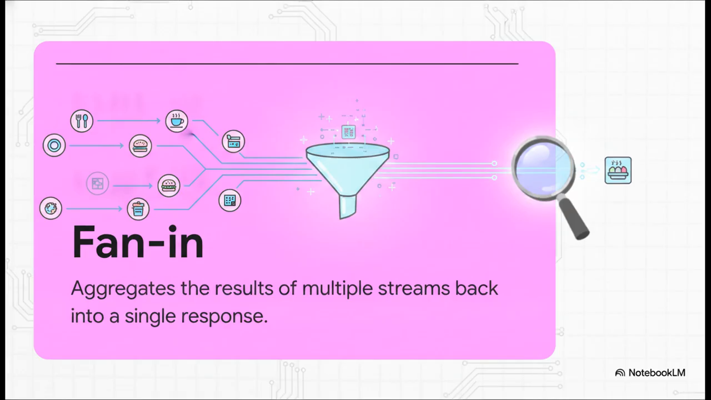But as the text rightly points out, dividing the work is really only half the battle. If the food just sits there at the different stations, the customer goes hungry. And that brings us to the second pattern, fan-in. Fan-in is a pattern that aggregates the results of those parallel streams back into a single response. So while fan-out scatters the workload for massive speed, fan-in is all about gathering, organizing, and unifying that completed work.